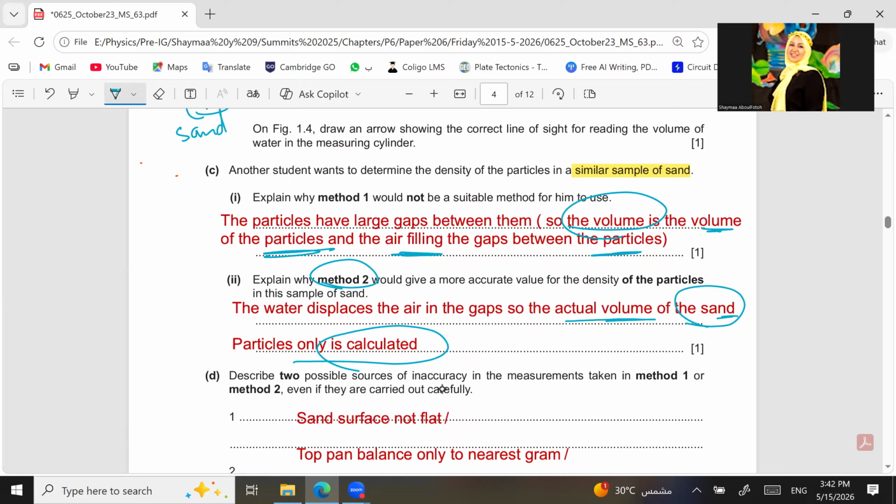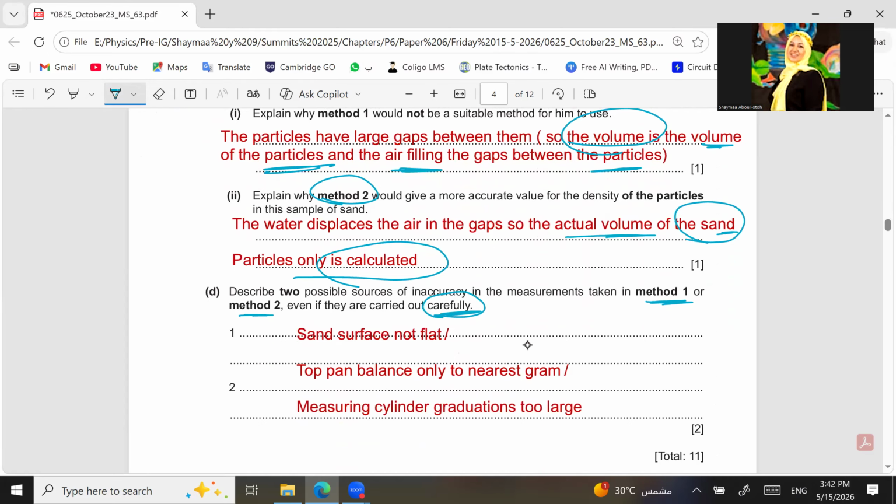Describe two possible sources of inaccuracy in the measurements taken in method 1 or method 2, even if they are carried out carefully. Carefully means I did my best. I put everything right, I look perpendicular, I try to measure the mass and take care that the balance is horizontal to avoid any vibration. I take all the precautions. So the mistake will be in what? Maybe the devices or the equipment which I use.